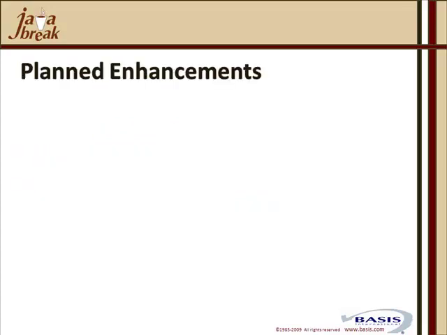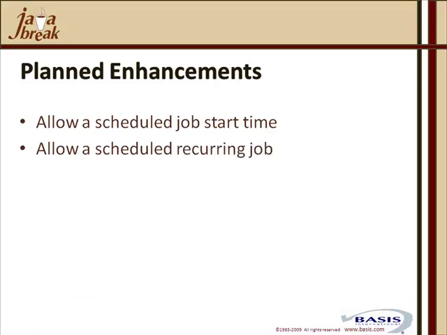What are some of the planned enhancements that we have for the online copy job? This is really based on the user feedback that we've received from the field, and there are several that will start appearing in our nightly builds and are due for release in the BBJ 10 product. One is to allow a scheduled job start time, so to schedule the start of a job. Two is to schedule a recurring job.